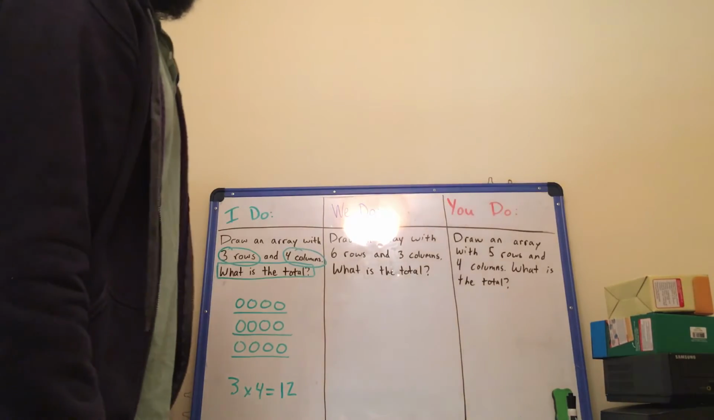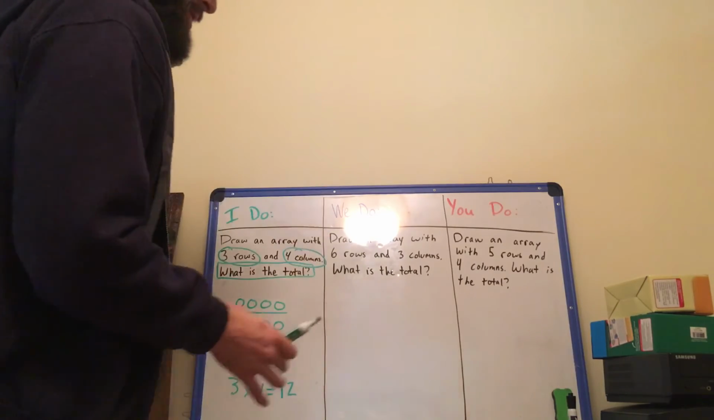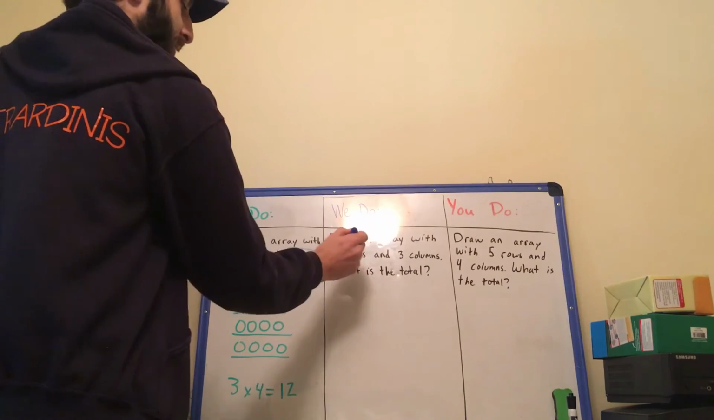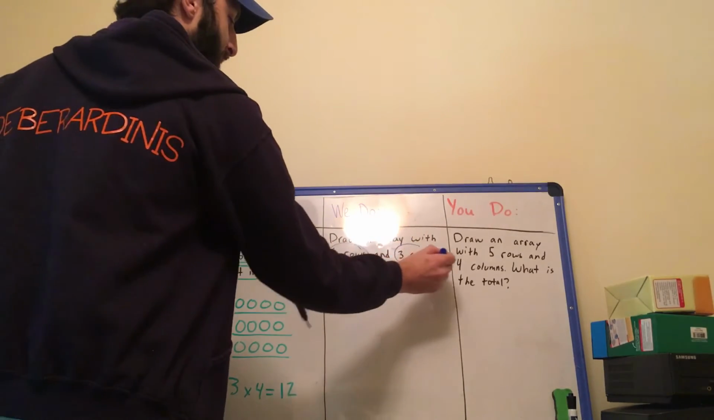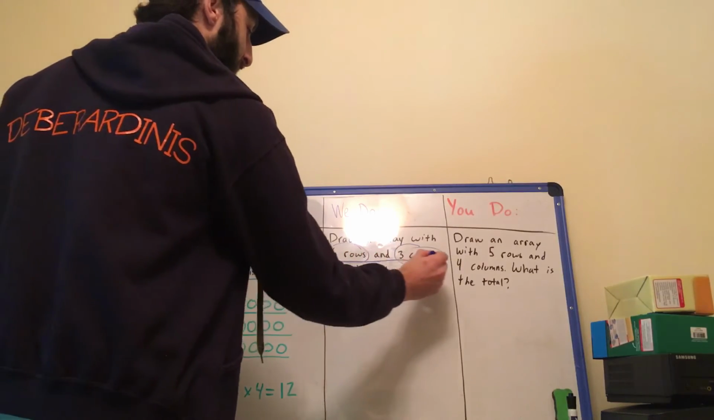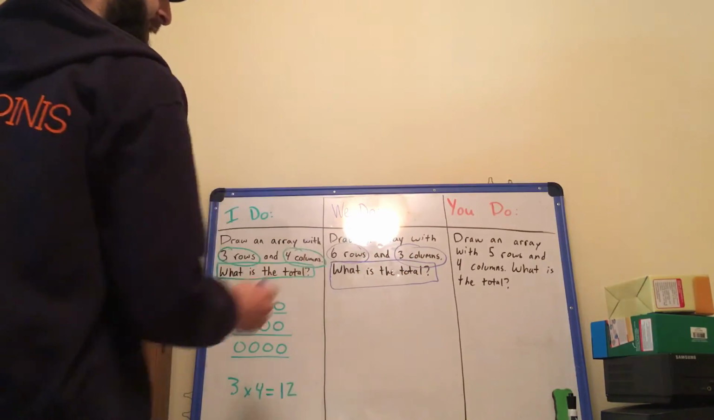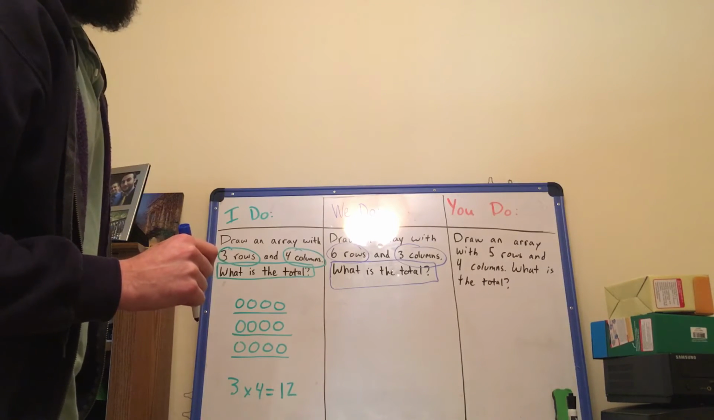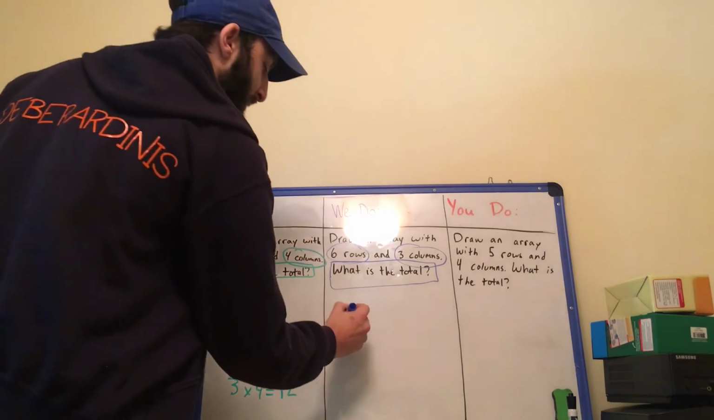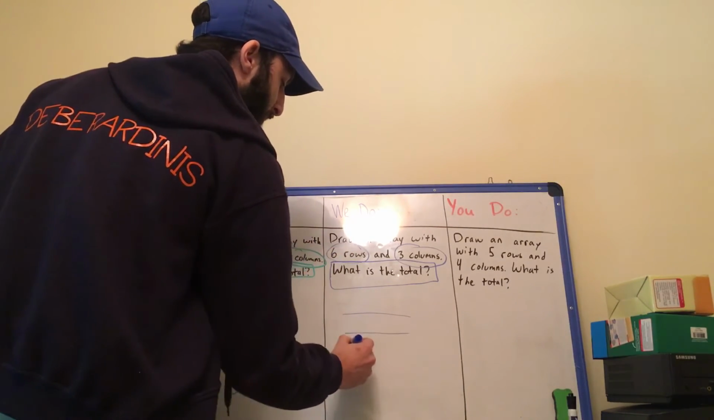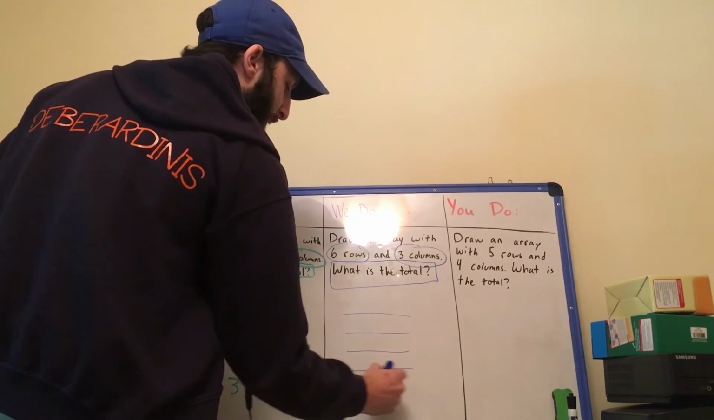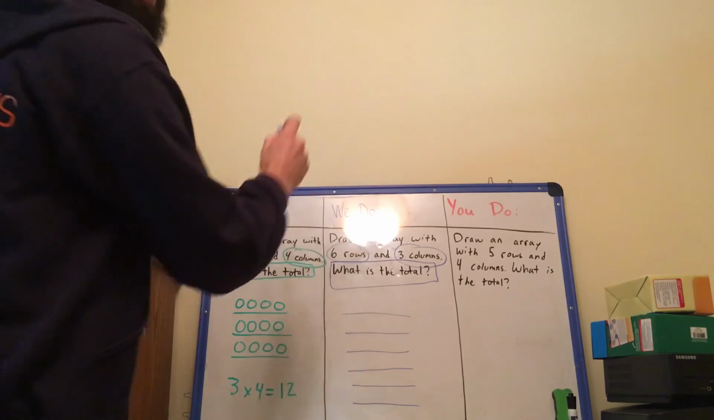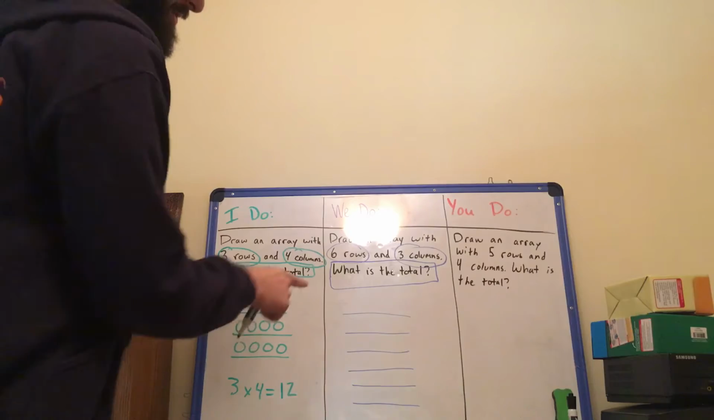So why don't you get out your piece of paper and your pencil so we can do this one together. It says, draw an array with 6 rows and 3 columns. What is the total? So as soon as you see 6 rows, go ahead and pause the video if you want to put it in first. You should be drawing 1, 2, 3, 4, 5, 6 lines. And then you know that 3 are in each. Go ahead and pause it if you want to do it yourself.